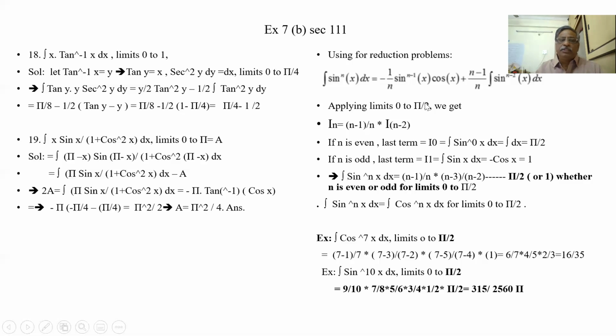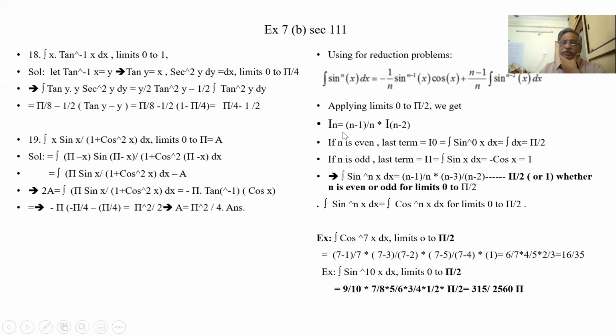Okay, let us do some other type of problems. Now, using these definite integrals for reduction problems. What is the integral of sin to the power of n x? We have seen in the integration that sin to the power of n x is minus 1 by n sine to the power of n minus 1 x cos x plus n minus 1 by n integral sine to the power of n minus 2 x dx. Now you see here, if I put 0 to pi by 2, when I put pi by 2, cos pi by 2 is 0. When I put 0, sine 0 is 0. So this first term is 0 when the limits are 0 to pi by 2. What is left out is n minus 1 by n integral I n minus 2.